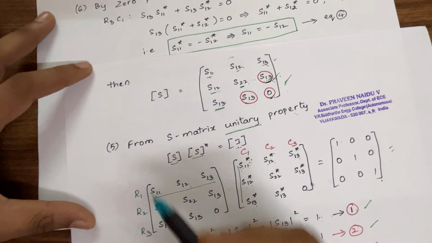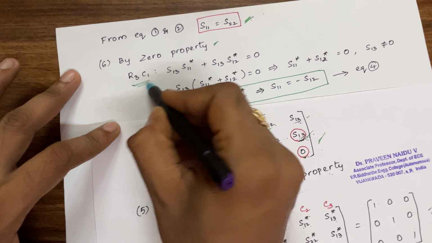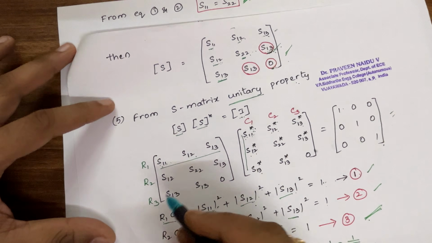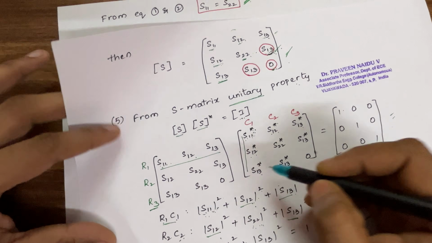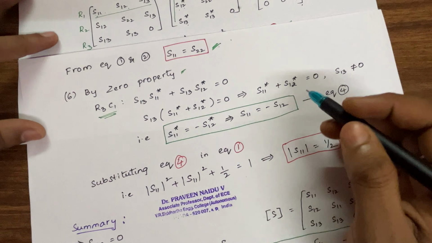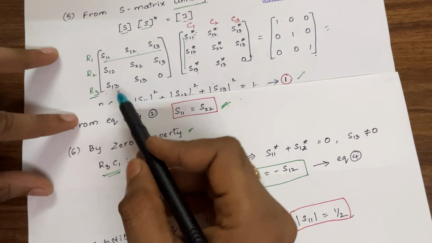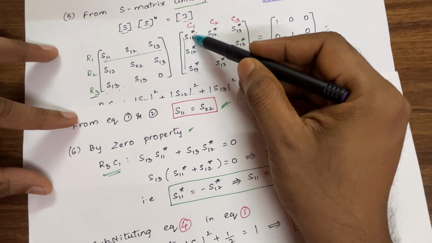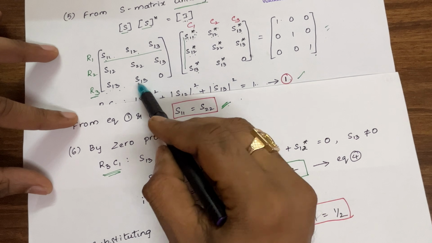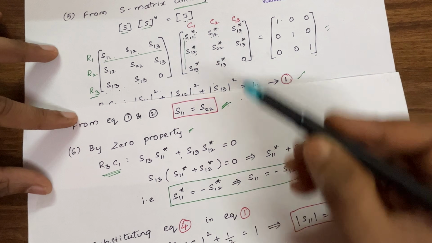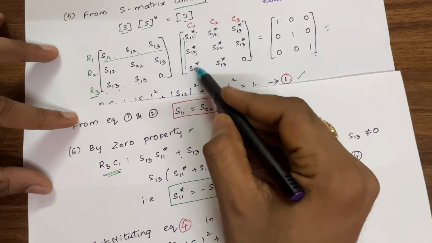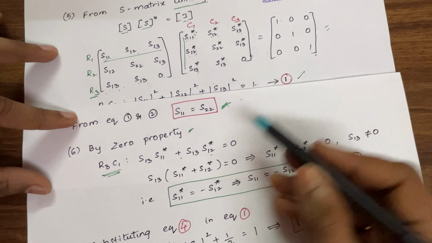So for this we can use R3C1. R3C1 means row 3 and first column. So row 3 first column means S13 into S11 star plus S13 into S12 star plus 0 into S13, that is 0, is equal to 0.